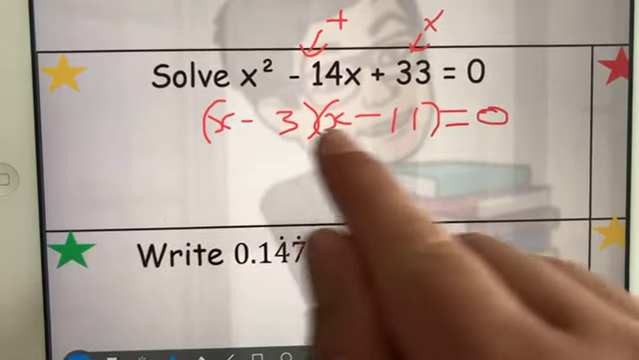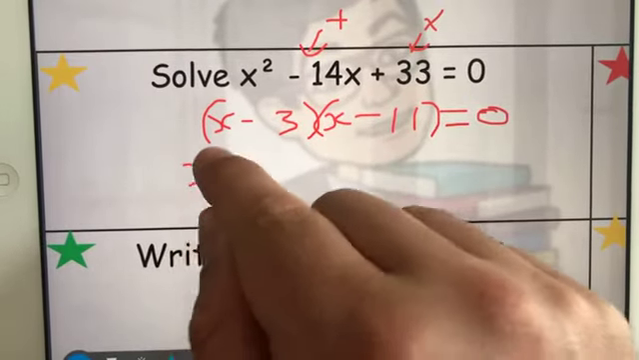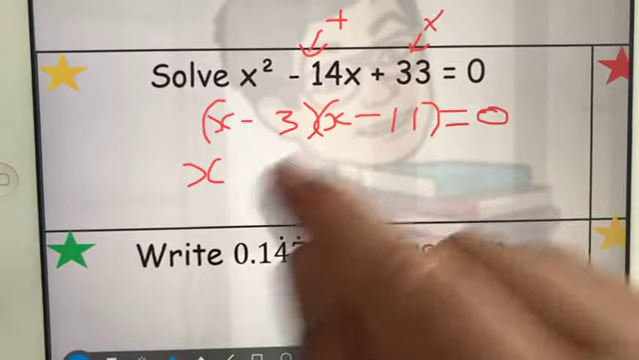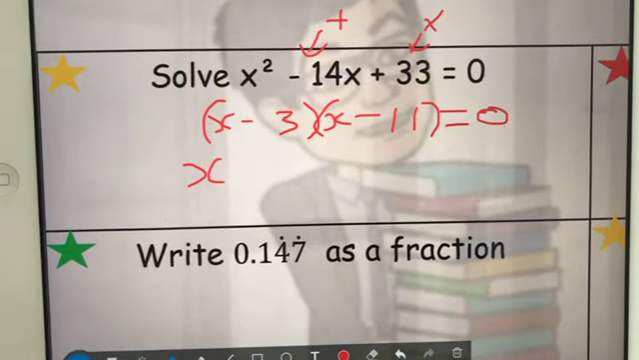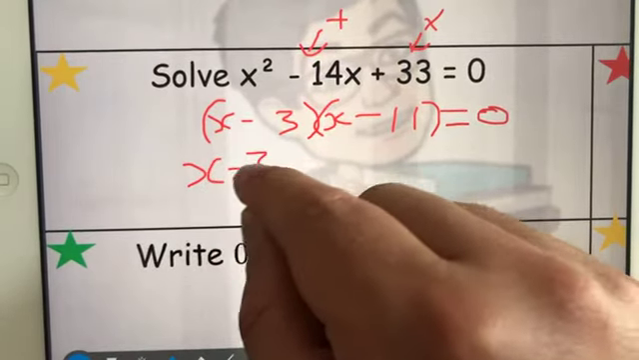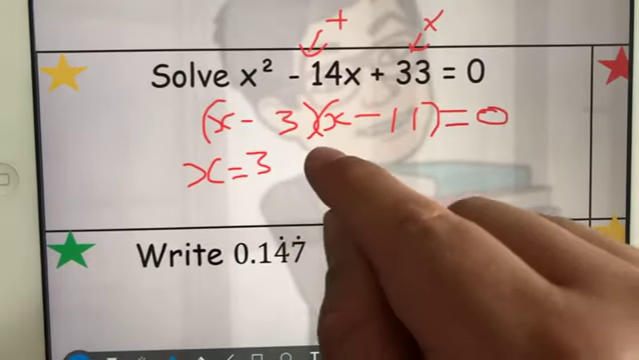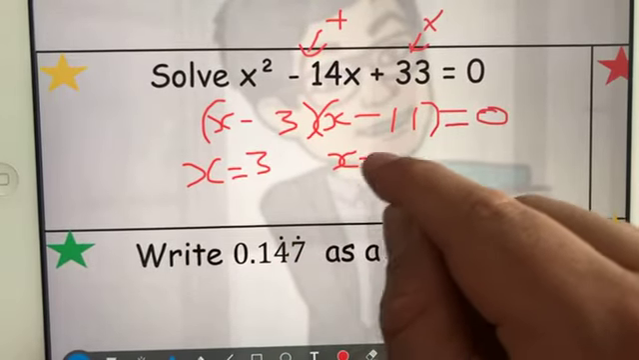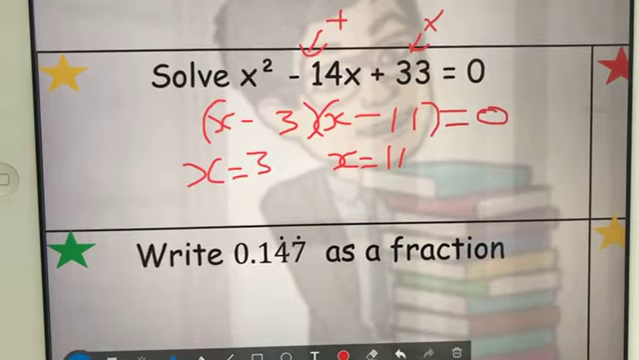In order for this to be equal to 0, one of these brackets has to be nothing, because if 2 things multiply together to make 0, one of them has to be 0. If the bracket on the left is nothing, then x would be positive 3. If the bracket on the right was nothing, x would be positive 11. So those are the 2 values of x that make this formula equal 0. That's 2 marks.